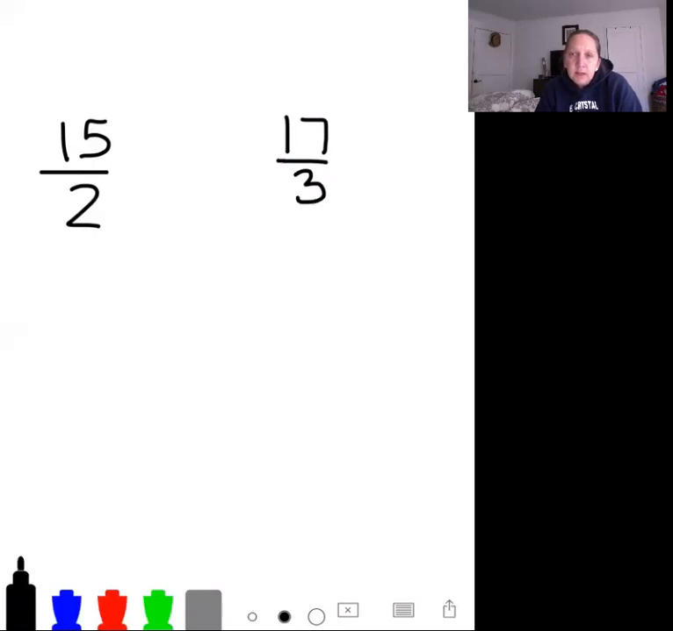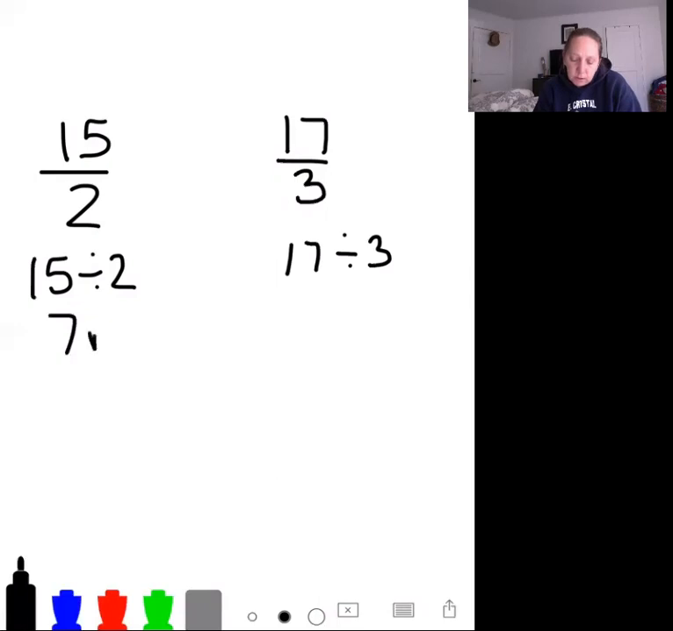So we need to be thinking, what one would you like to use? Again, multiple choices here. If I did the 15 over 2, or 15 halves, I can think of it like 15 divided by 2, just like I could think of it 17 divided by 3. Now, we haven't learned this one. 15 divided by 2, I know is 7 with a remainder of 1. And 17 divided by 3 is 5 with a remainder of 2.